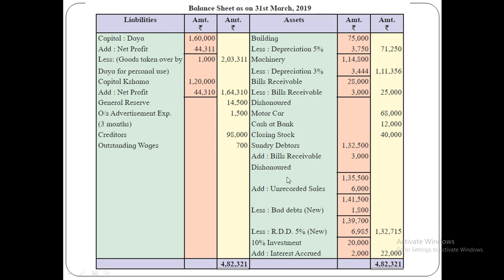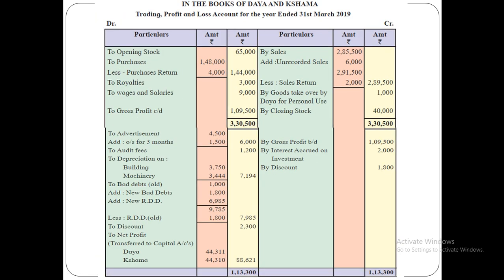Next is discount. This is very simple. Discount we have to show on the debit side of the profit and loss account. Here it is, discount.